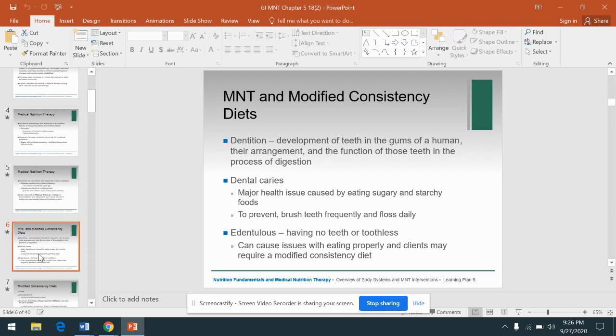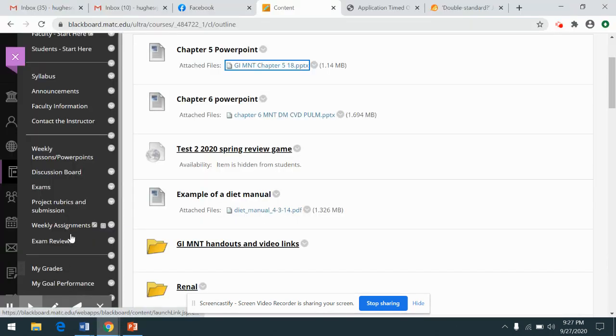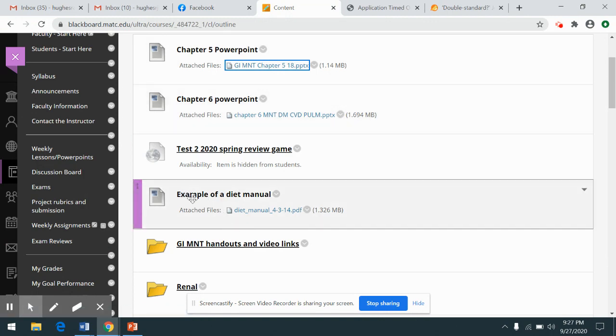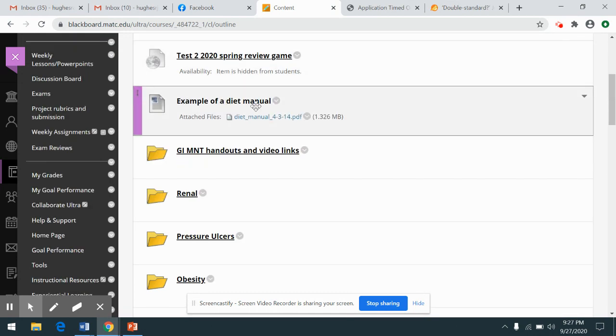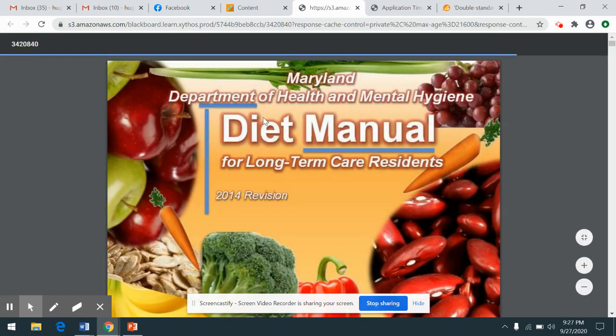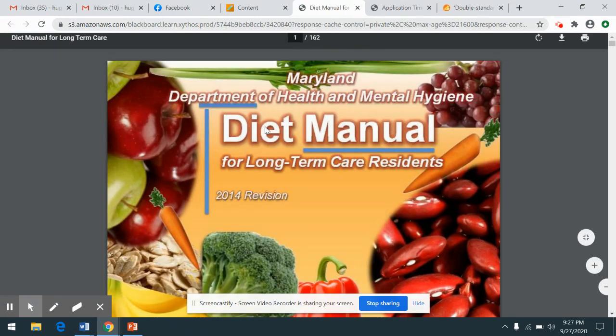When we're looking at more specific to facilities, like an acute care facility, like a hospital or a long-term care facility, there are some definitions that are important for us to know. But before that, I want to point out on Blackboard, you have under weeks 5, 6, 7, 8, and 9, you have an example of a diet manual. Okay, if you click on this, you'll see what a diet manual looks like.